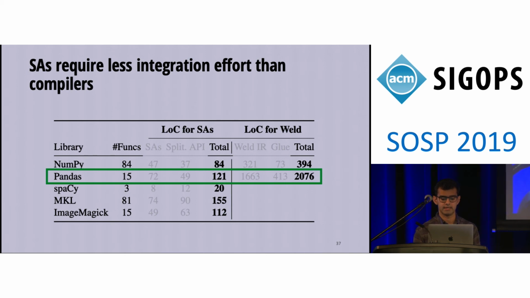And it took us more than an order of magnitude less code to use split annotations compared to doing that same integration with Weld. So we just had to add these little tags on each function instead of having to do code generation per function and generate IR.